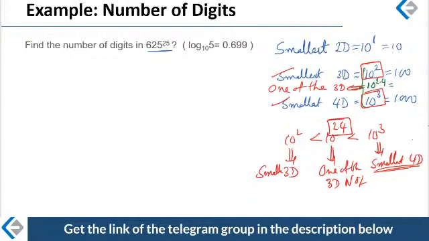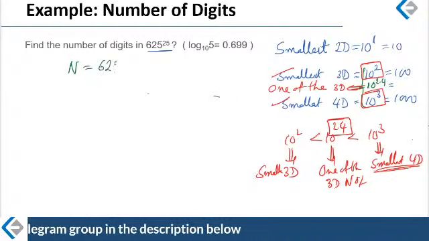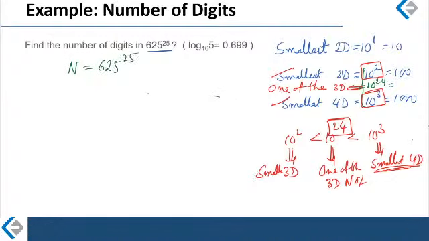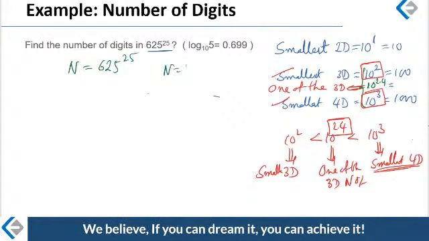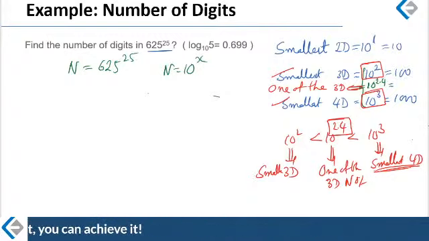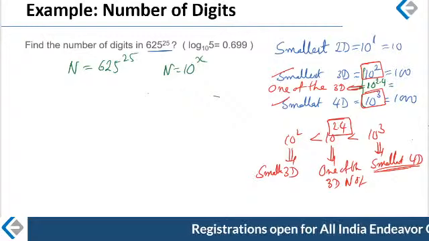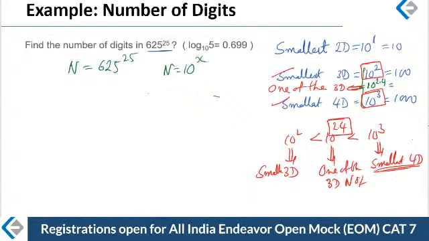Let's understand what this is. Let's say that this number is n. What is n here? 625 raised to power 25. Very good. But I want to write n equal to 10 raised to power x, because if I write 10 raised to power x, I will be able to tell the number of digits in a jiffy, within no time. Whatever you write for x, I will tell you how many digits are there in that number. It's simple for me.